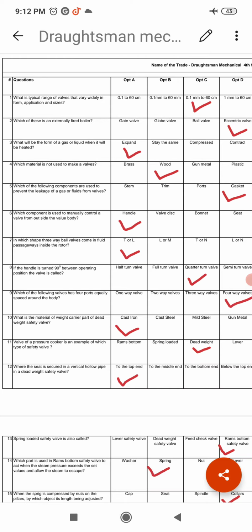What is the material of the weight carried part of a dead weight safety valve? Its option is A, cast iron. Next, the valve of a pressure cooker is an example of which type of safety valve? Answer is C, dead weight. Next question, where is the seat secured in a vertical hollow pipe in a dead weight safety valve? Answer is the top end. Option A.